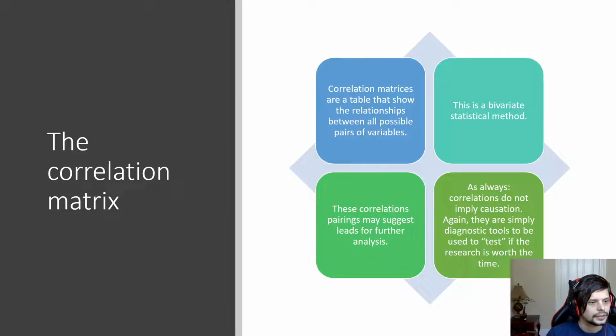They're simply diagnostic tools, and they can be used to test if the research is worth the time or not. So, if you don't get any correlations, you get weak correlations, you get no significant p-values on those bivariate statistics, odds are you either need to sample better, or you could probably just move on. For example, for the final projects in the class, it's going to be a case of you need more sample when you get high p-values.